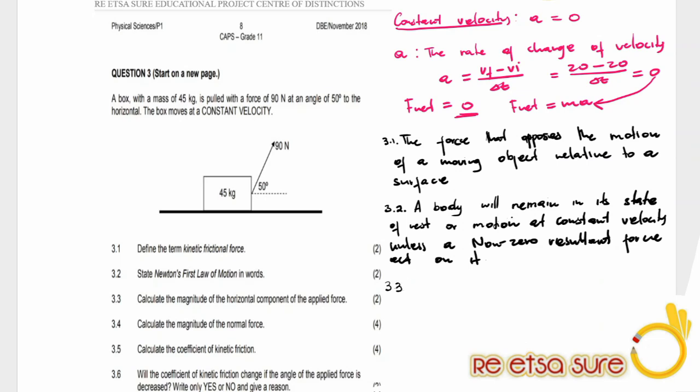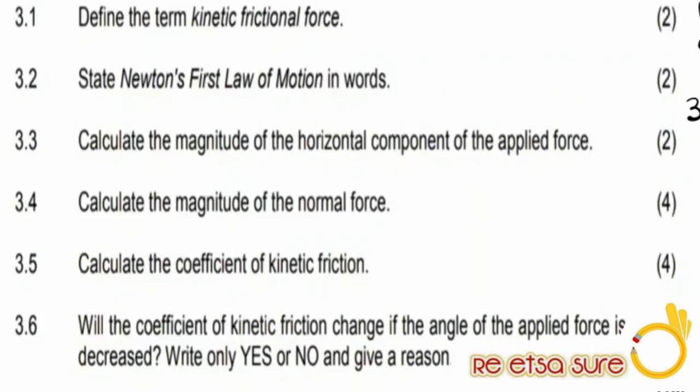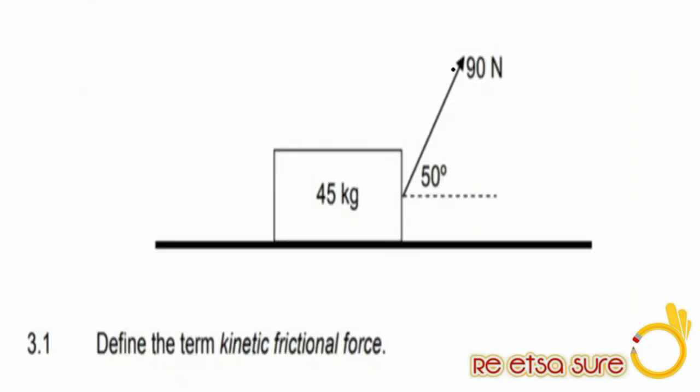Okay? So now for 3.2 for 2 marks, my beautiful learners, calculate the magnitude of the horizontal component of the applied force. The applied force is 90, acting at an angle of 50.